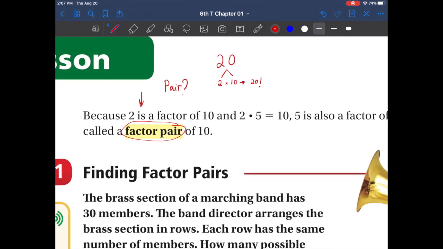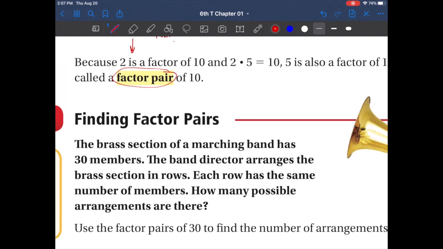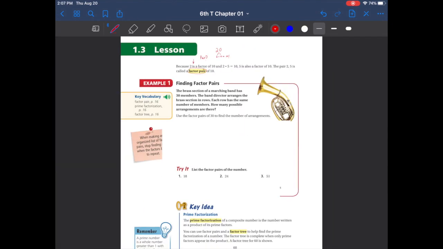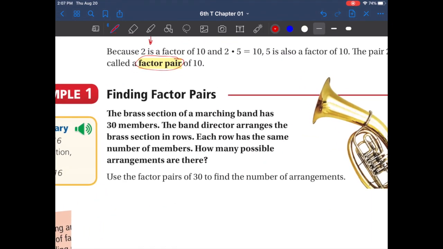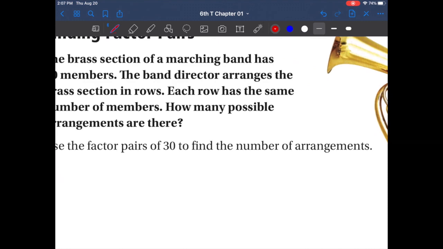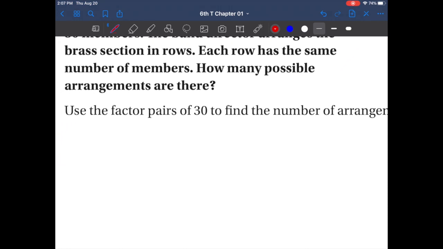Now, the more we do this, the more it's going to make sense, and we're going to try and solve this problem. So let's start off with example number 1. Example number 1 says: the brass section of a marching band has 30 members. The band director arranges the brass section in rows. Each row has the same number of members. How many possible arrangements are there? Well, to figure that out, we just need to do some factor pairs.